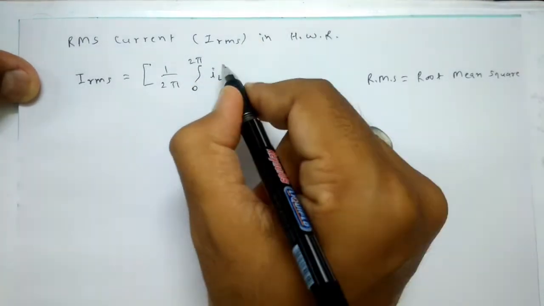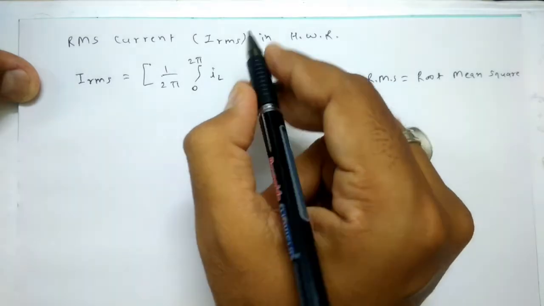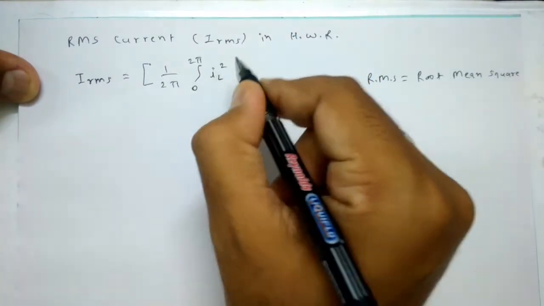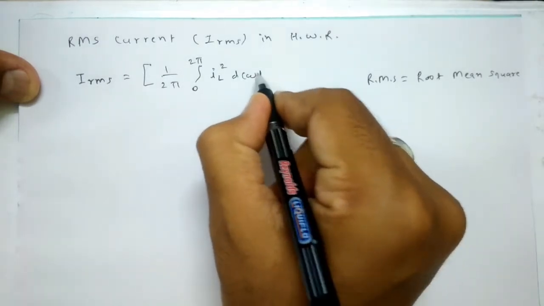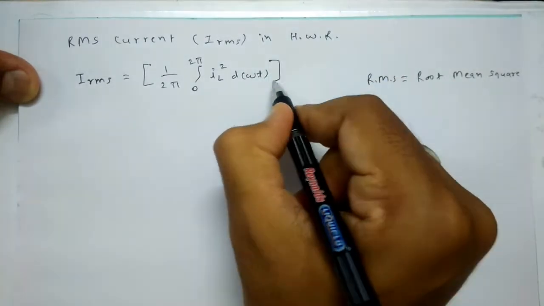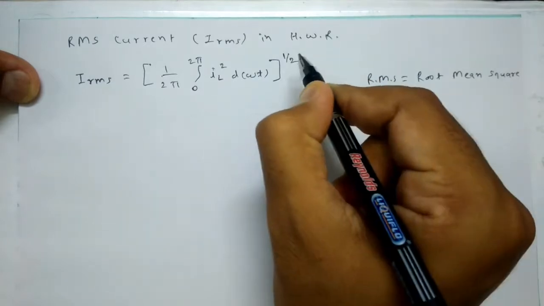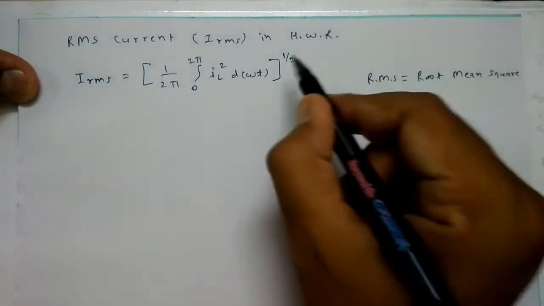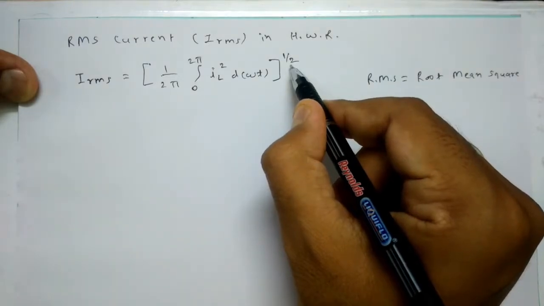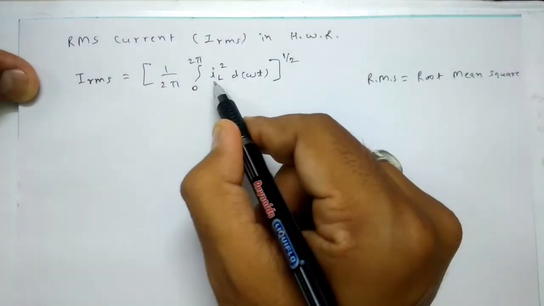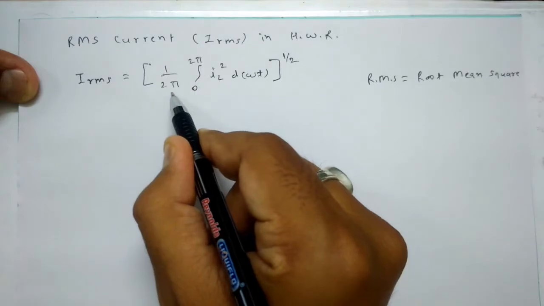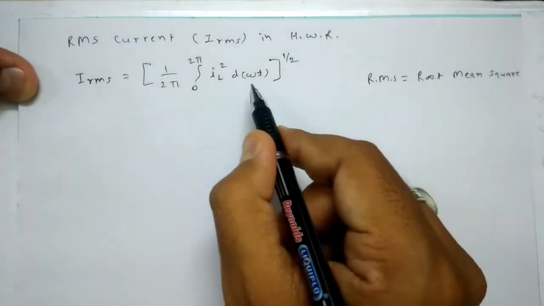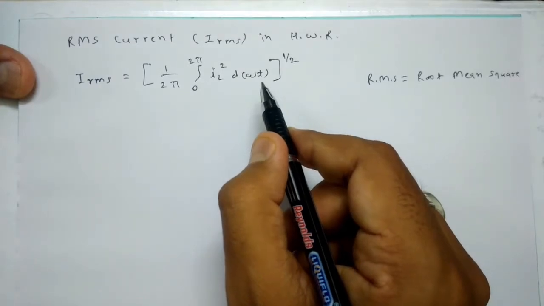IL is nothing but the load current, we talked in the previous derivation also. So IL square d omega t, and bracket will be completed and it is 1 by 2. Now I think it should be clear, root mean square, so root is extracted, that's why it is here. Mean square, so here you can see it is the square of this, and we are dividing by 2 pi, so it is taking mean, right? So it is RMS, that is root mean square, that is the equation for the RMS current.